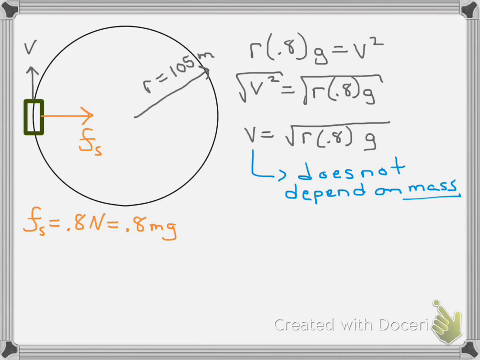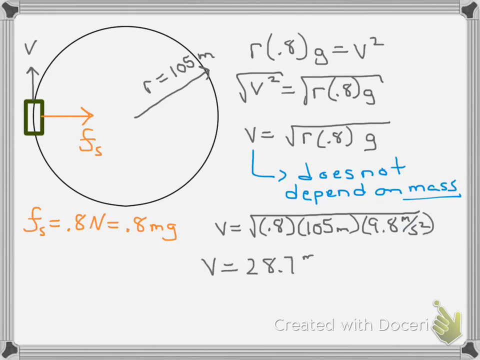So if we assume that this circle has a radius of 105 meters, let's see what the maximum speed would be for any vehicle going around this curve. And we find that the maximum safe speed is 28.7 meters per second.